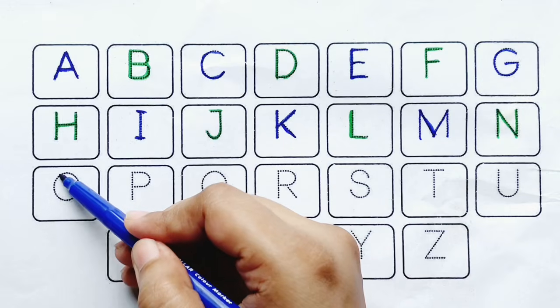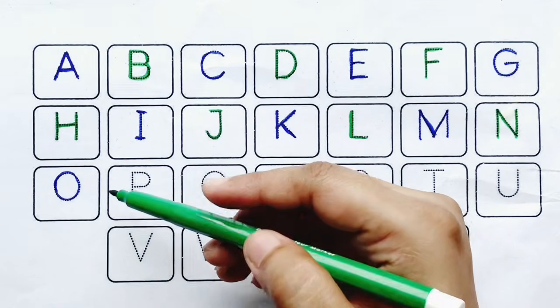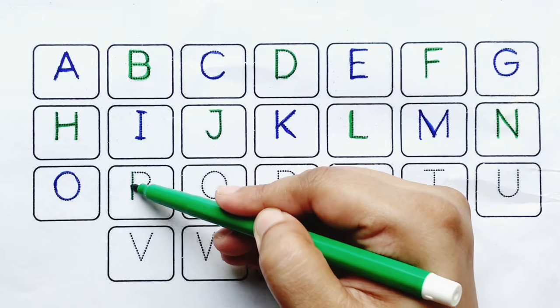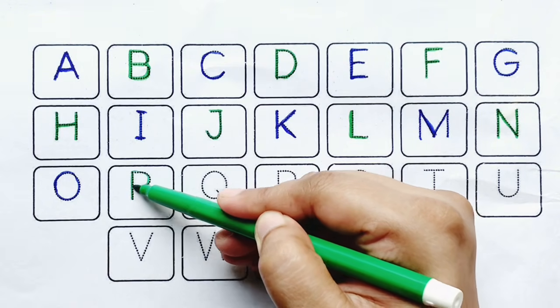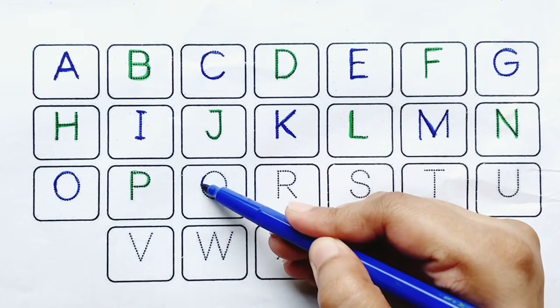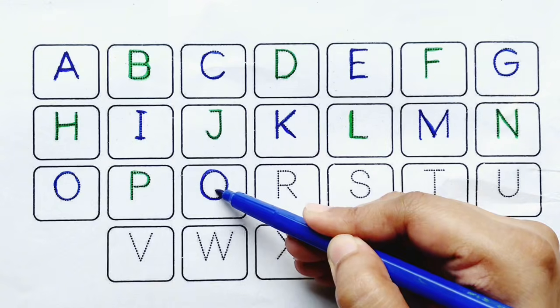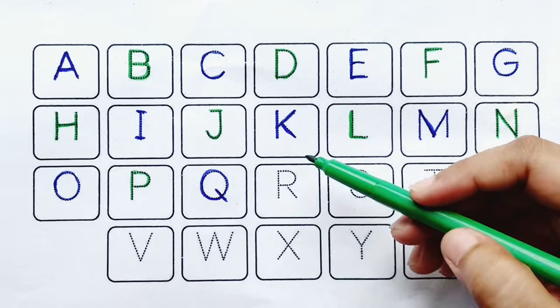A, B, C, N for nest. G, O for octopus. K, L, M, N, O, P, P for parrot. T, V, W, X, Y, Q for coin. Now I know my ABCs. Next time, won't you sing with me?